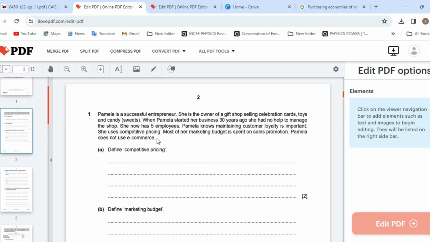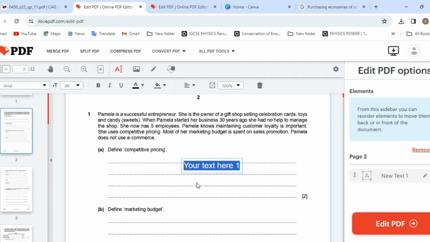Now, based on this appendix, we were told to answer some questions which we'll be finding under this question 1. The first one says define competitive pricing. What do you know about competitive pricing? Of course, it is setting a price similar to that of competitors' products that are already existing in the market. Let's try and type the answer.